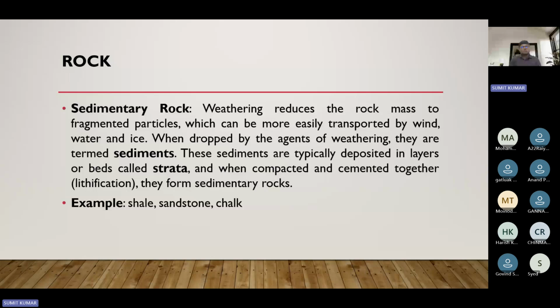Now you see how the weathering takes place. So we will know that the flowing river, the water, air, and wind, these are the agents which take the soil particles, which break the rock particles into the finer particles.